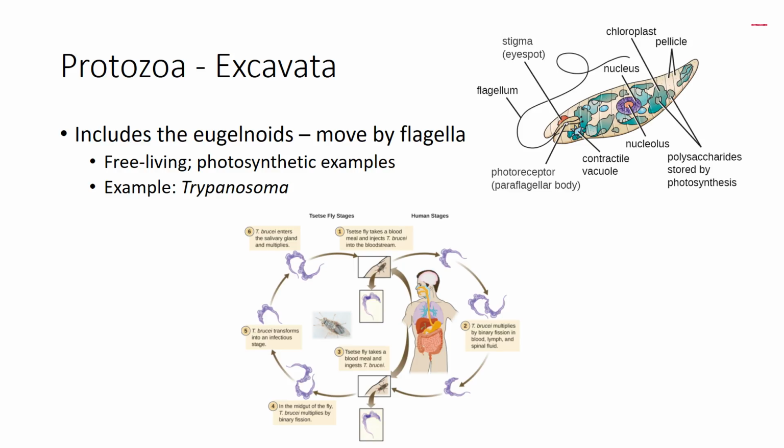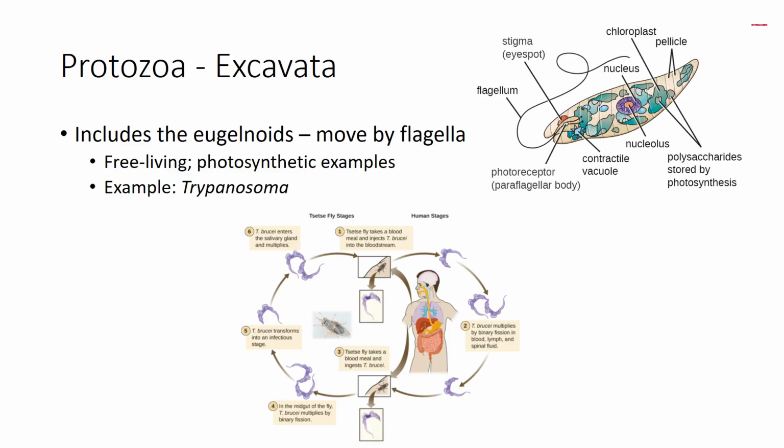We're now going to look at the euglenoids. These are our flagellates. They move with a flagella. There are a very, very few free-living photosynthetic examples. Those are really rare. But there's a parasitic flagellate that is very interesting I wanted to talk to you about, and its name is Trypanosoma. Trypanosoma causes two different diseases with two different species of Trypanosoma. It causes African sleeping sickness as well as Chagas disease.